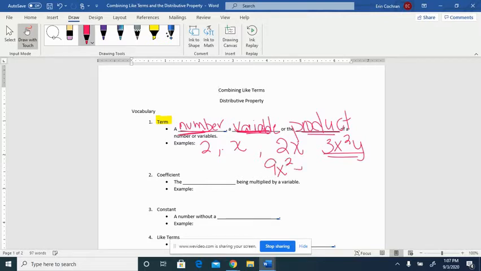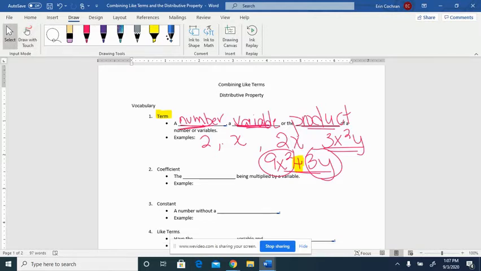9x squared plus 3y is not a term. And the reason why this one's not a term is because they're being added. Now, each one of these is a term, like 9x squared and 3y. Those are two terms, but together it is not a term because we have that addition sign.